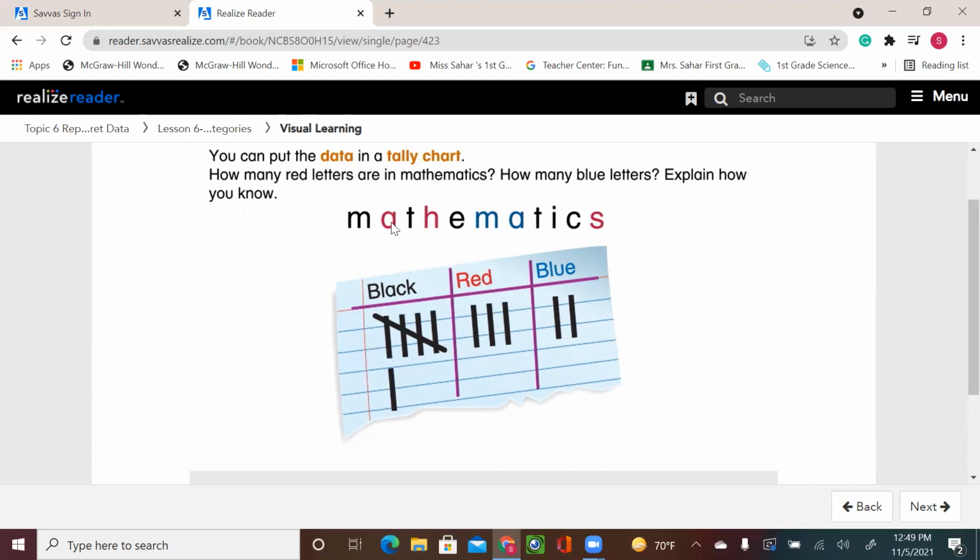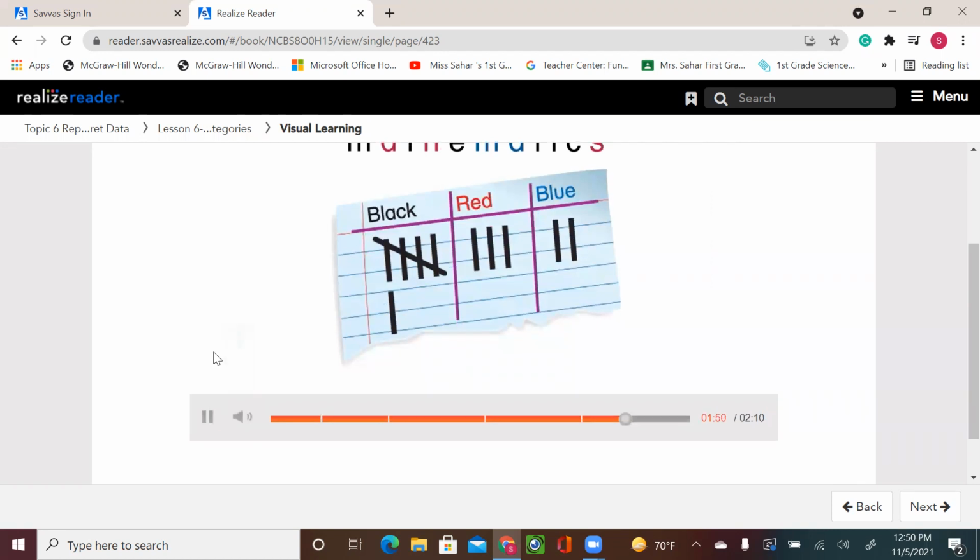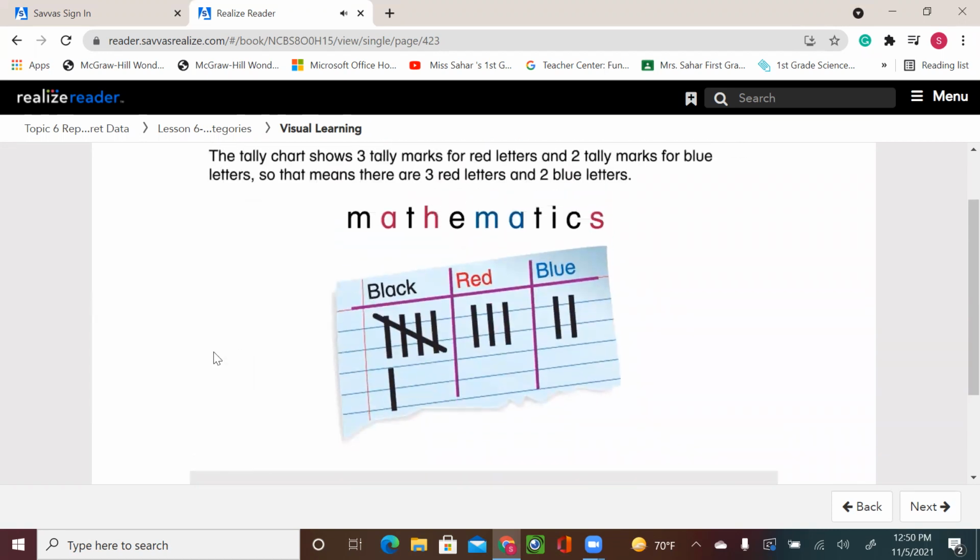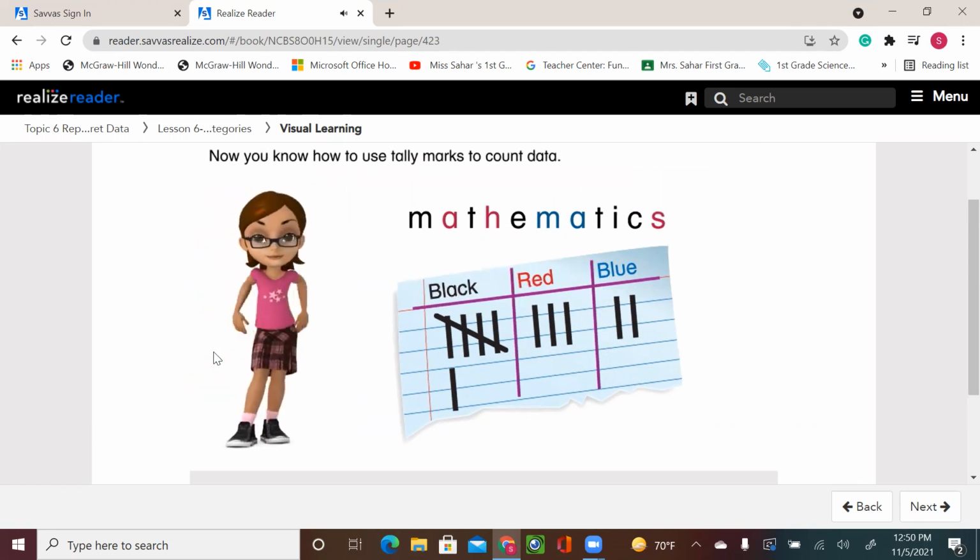For the red letters, count 1, 2, 3. So when I look at this symbol, that's the tally symbol, or tally mark, that means there are 3 red letters. For blue, let's count 1, 2. So I have only 2 tally marks. That means 2 letters in blue. The tally chart shows 3 tally marks for red letters and 2 tally marks for blue letters. So that means there are 3 red letters and 2 blue letters. Now you know how to use tally marks to count data.